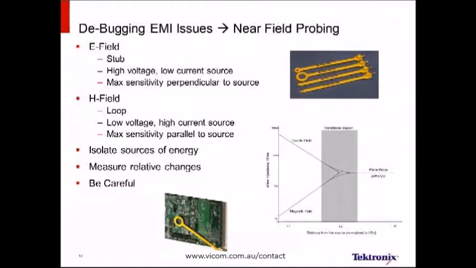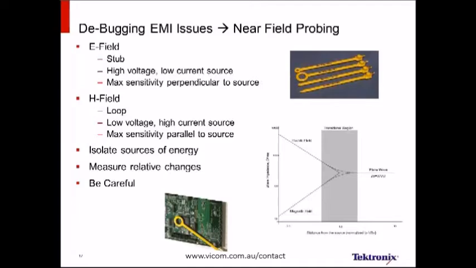When I'm doing EMI diagnostics, one of my favorite tools are near-field probes. Near-field probes allow us to isolate the source of energy on a specific PCB. And we have two flavors of near-field probes. We have E-field probes, those are the stub probes that you see in the picture here. And we have H-field probes, those are the loops. In general, the larger the diameter of the loop, the lower the frequency, and the less narrow the focus is on the probe itself.